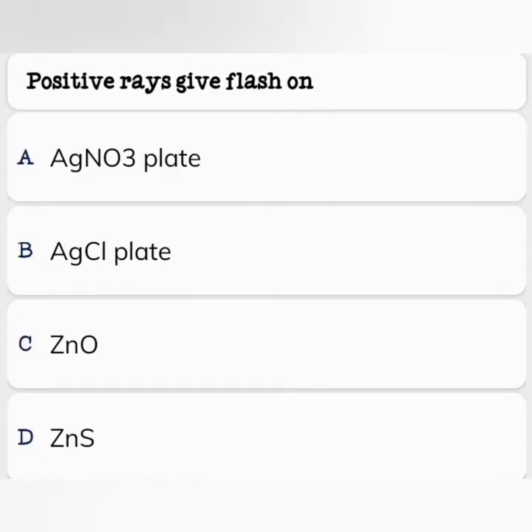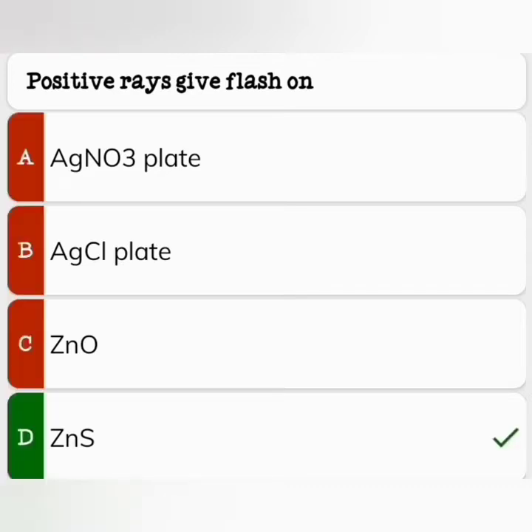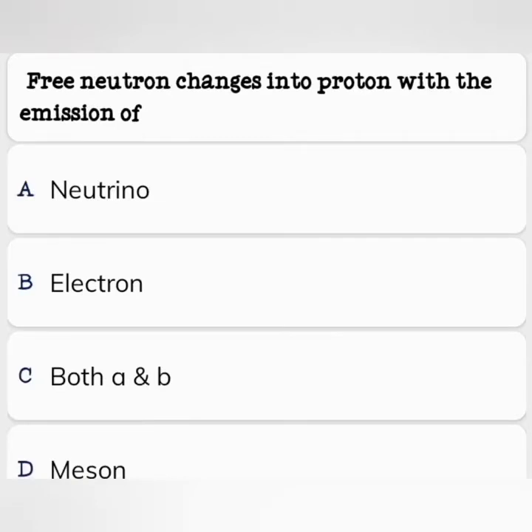Positive rays give flash on A. silver nitride plate, B. silver chloride plate, C. zinc oxide, D. zinc sulfide. Yeah, so the right option is D, zinc sulfide.